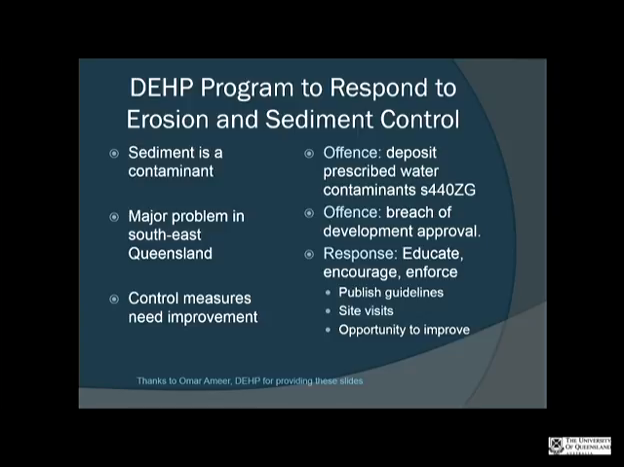Now, how do they respond? They're going to respond with education, with encouragement, and with enforcement when they need to. So they had guidelines in place to try and encourage industry to improve its control measures. They had site visits, and again, this idea of verbally warning them and giving them an opportunity to improve the practices on the site.